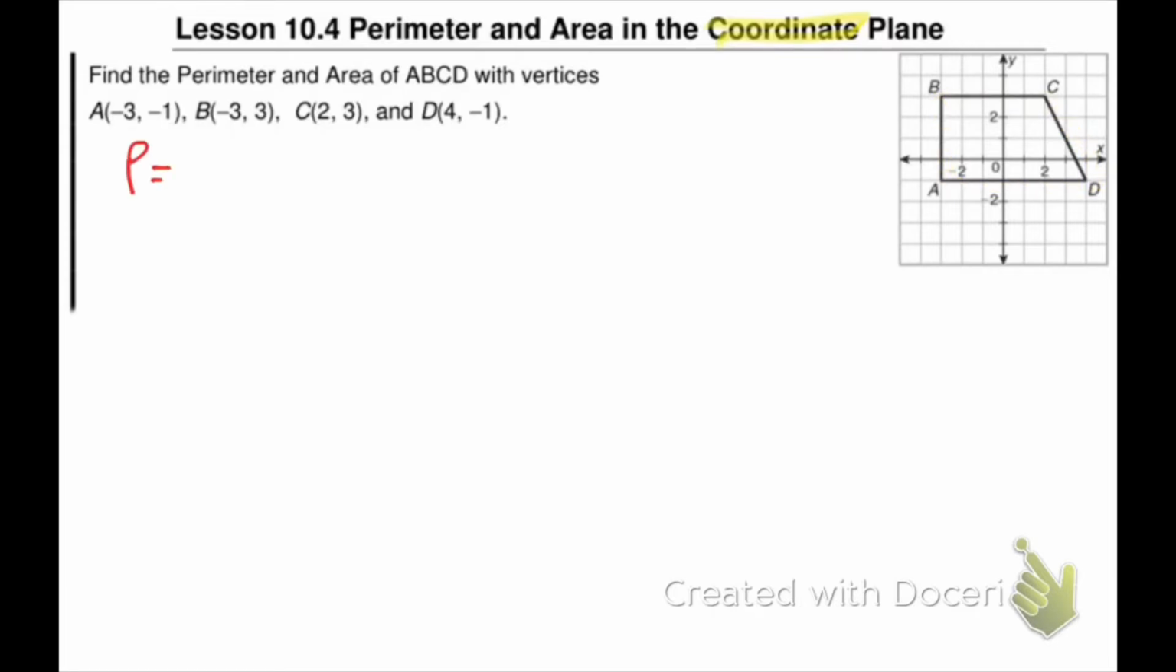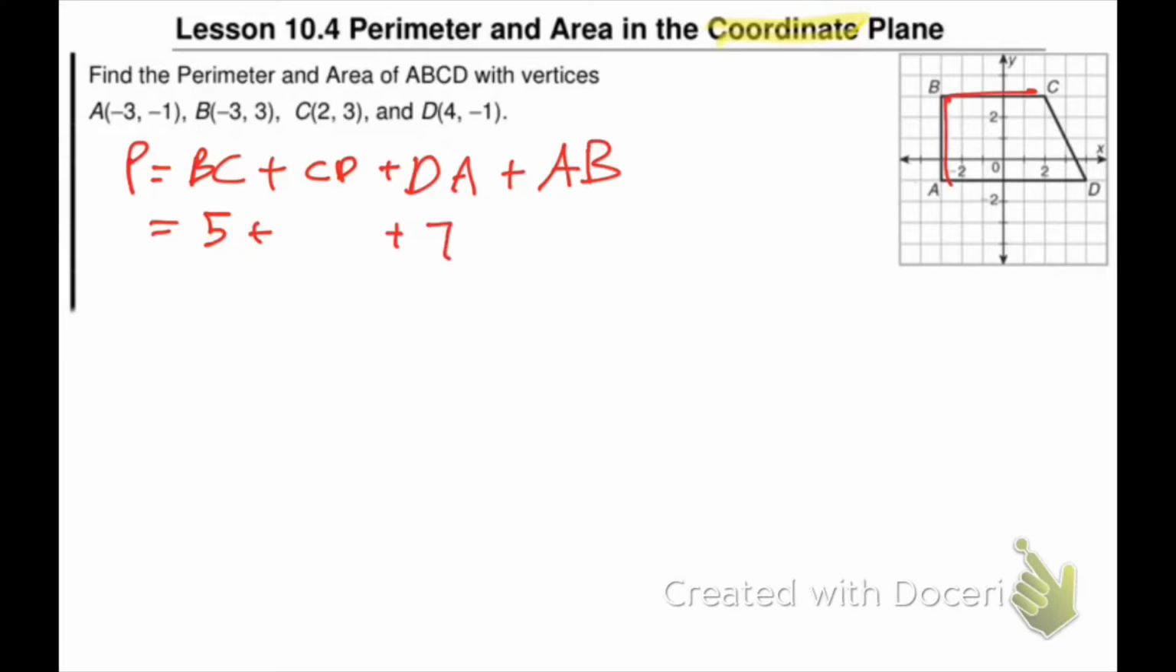The perimeter is equal to BC plus CD plus DA plus AB. Most of these are horizontal or vertical lines, so I can count those units. BC was 5. DA was 7. BA was 4. Let's see, 1, 2, 3, 4. Yep.